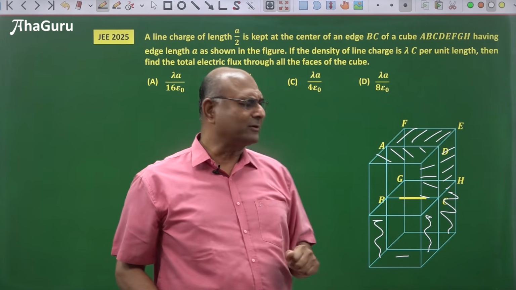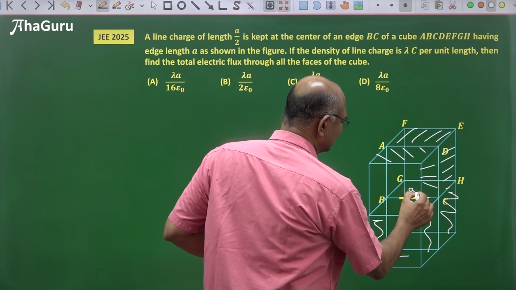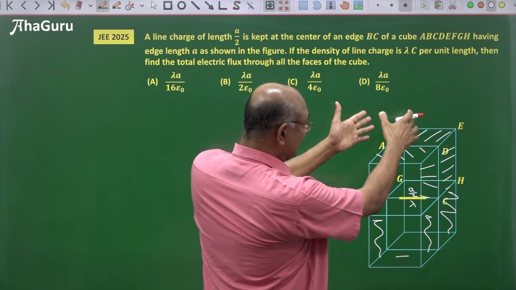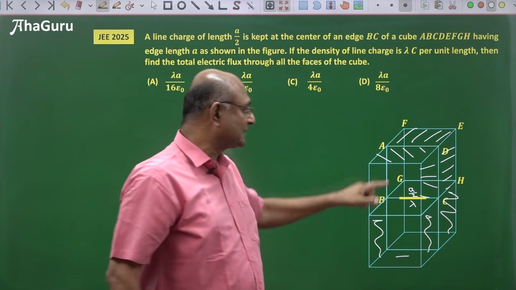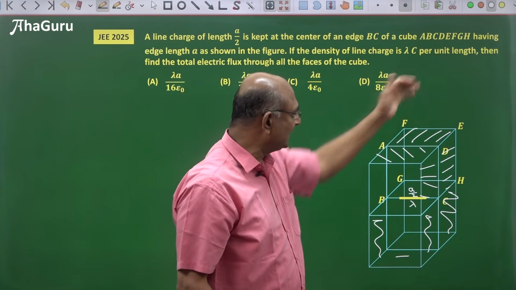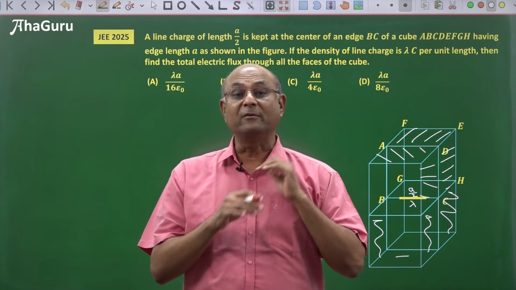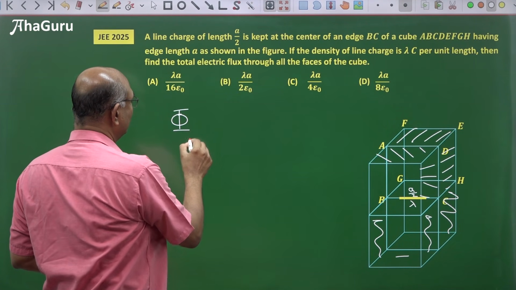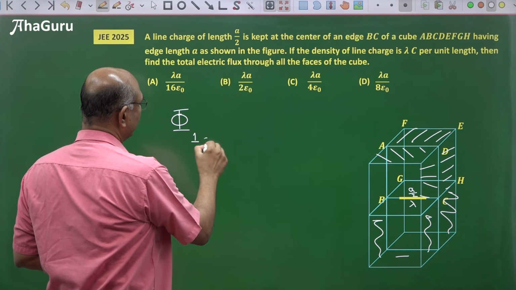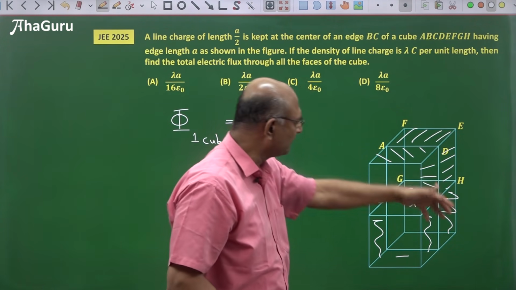But if you now think about it, this lambda, length a by 2, this charge, right, is symmetrically placed for all the four cubes. So whatever lines are coming out of that charge will have to go partly there, partly here, partly there, partly here. So each of the cubes will get 1/4. So flux through any one cube, right? Any cube. You can pick this one, pick that one, pick that one, pick that one.